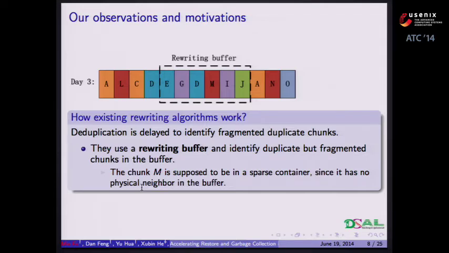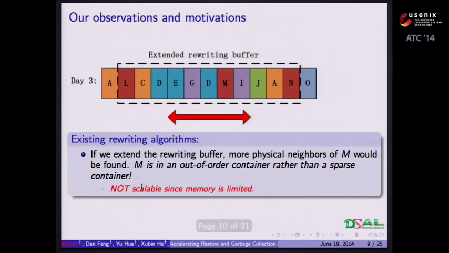As a result, the existing rewriting algorithms will identify the chunk M as in a sparse container and rewrite it into a new container. However, if we extend the rewriting buffer to hold more chunks, we can find more physical neighbors of the chunk M, including L and N. This time we find the chunk M is in an out-of-order container rather than in a sparse container.